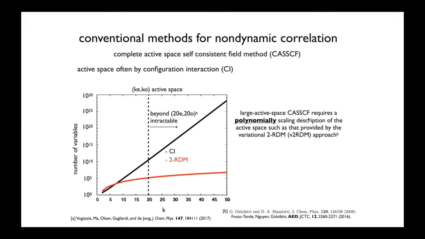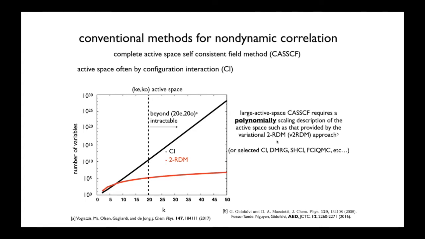Large active space CASSCF calculations require a polynomially scaling description of the active space, such as that which is provided by the method that I'm going to describe today, this variational 2-electron reduced density matrix method. The reason I'm interested in the 2-RDM instead of the wave function is there are a very small number of parameters in the 2-RDM compared to the wave function. The number of parameters increases only quartically with system size rather than exponentially. So out at a 50 electron, 50 orbital active space, I have about 10 million variable parameters versus 10 to the 28 in the full CI-based CASSCF wave function. Okay, so that's very nice.